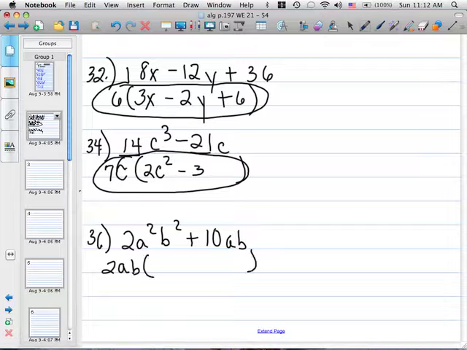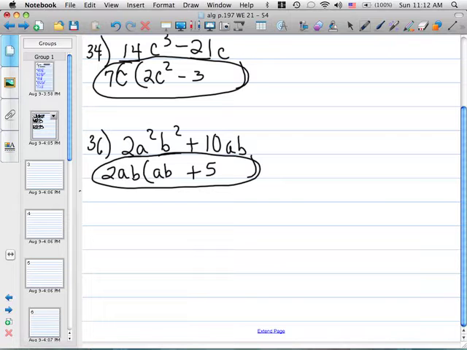Get back to the first one, you need a 3x. Second one, 6 goes into 12 twice, negative 2y. And then 6 goes into 36, 6. So there's our factors.